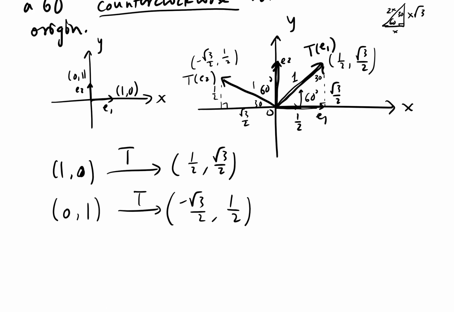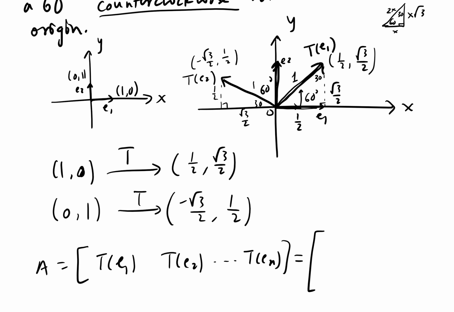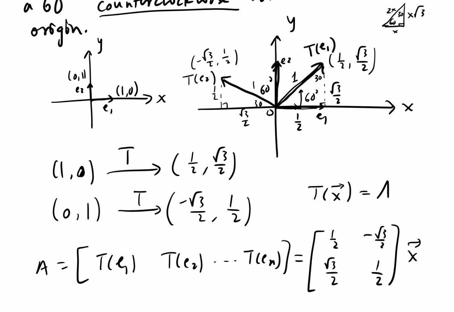Again, if you remember, A can always be written as T of E1, T of E2, all the way to T of En. And what we got here is what T did: it transformed E1 into 1/2, root 3 over 2, E2 into negative root 3 over 2 and 1/2, and the x stays the same, because what T is doing is taking the vector x into Ax. So that gives me the matrix A.